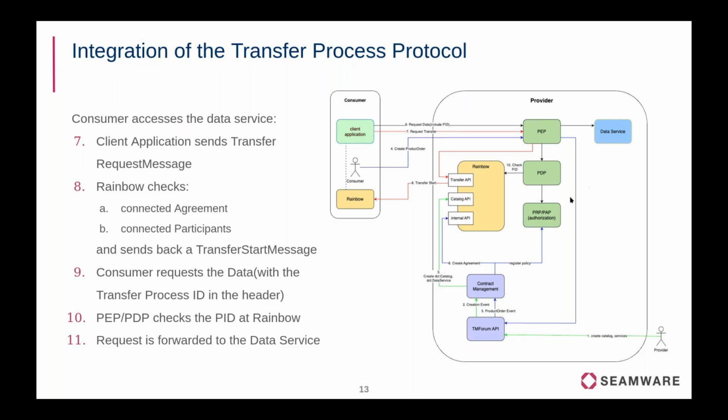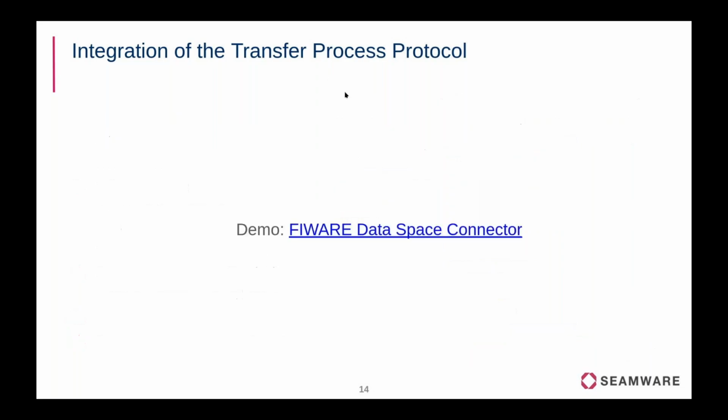Obviously, the PEP will also check the policies, but since that's more IAM, I left out this step in the description, and the request is forwarded to the data service itself. Data is returned to the consumer. That's more or less the full integration of the transfer process protocol. And that's what we will now see in a demo of how this actually happens in practice.